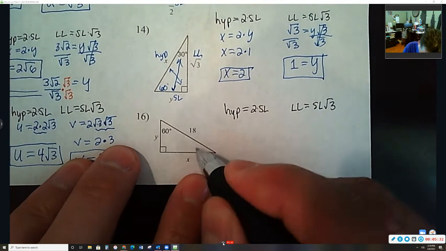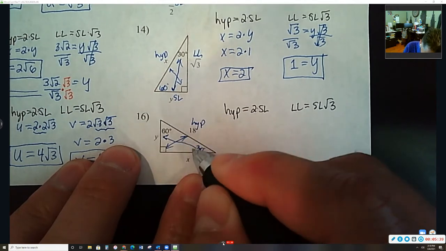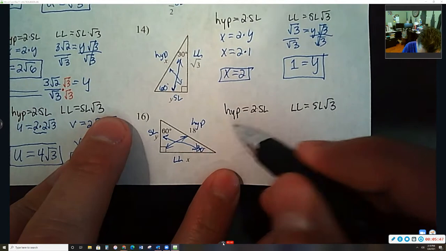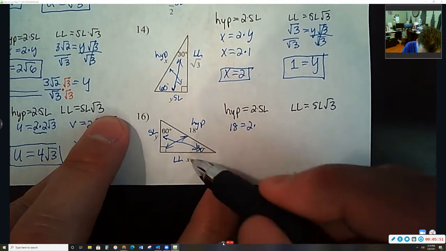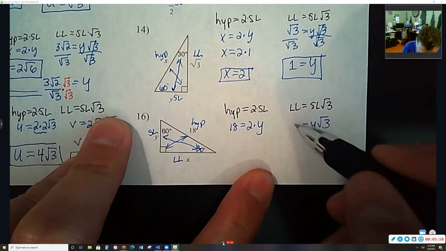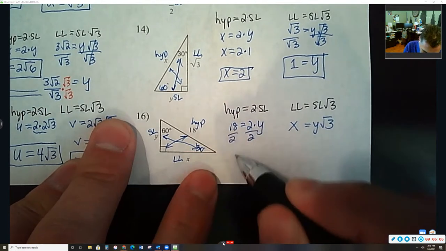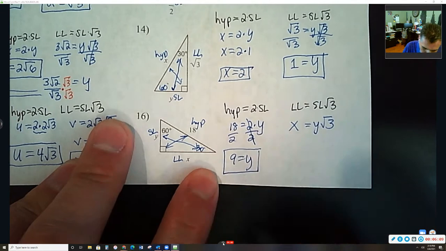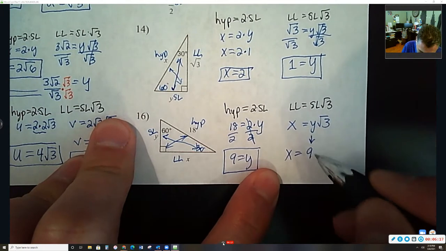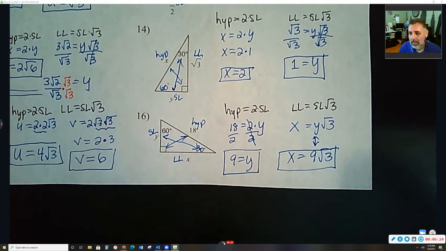That's 90, that's 60. This one over here must be 30. That's the hypotenuse. Across 30 is the short leg. Across 60 is the long leg. The hypotenuse is 18. The short leg is y. The long leg is x. Well, y must be 9, right? Because 2 times 9 is 18. Divide by 2, divide by 2. Y is 9. And then it's easy, just put 9 in front. We just said y was 9. Done. Man, that was a lot of work.